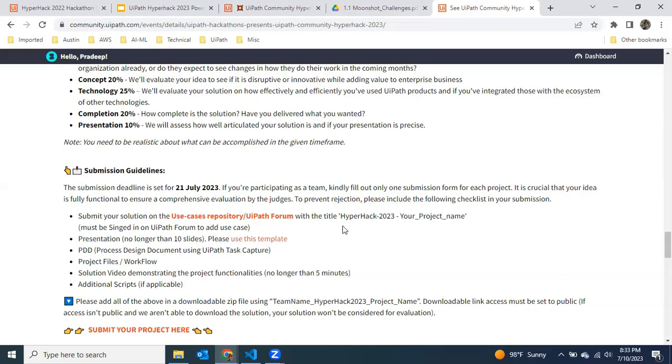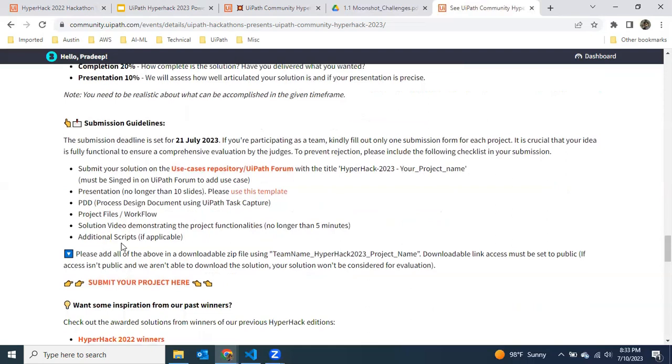And you can see these steps here. So you have to submit your use case or solution in the use case repository on the UiPath forum. There is a standard template that you have to follow along. You have to build a presentation, no longer than 10 slides. I should have that here.